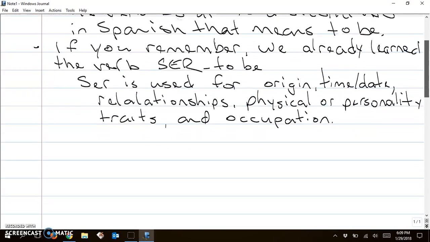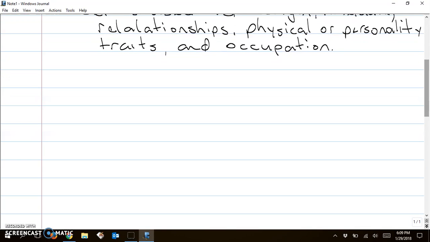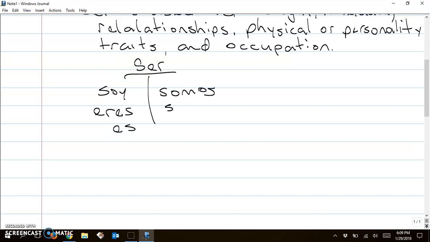Okay, let's scroll up a little bit. So 5 uses of the verb ser, and just as a reminder, ser is soy, eres, es, somos, sois, and son. The first number of your code is a 6.